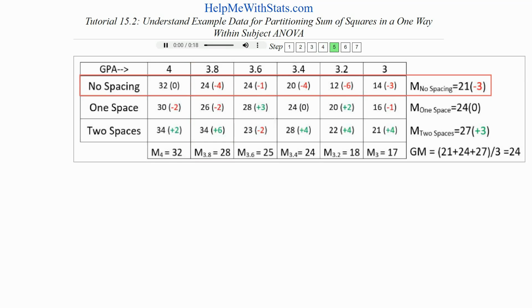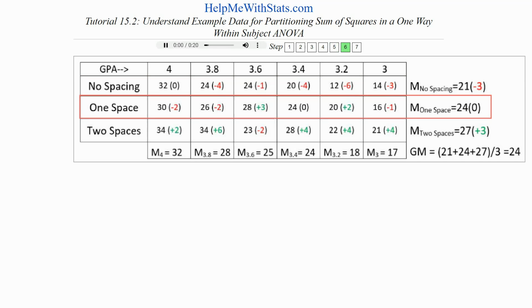Let's look at the scores for the no spacing group. Notice that the scores are varied, but most of the scores are below the participant group mean: -4, -1, -4, -6 and -3. The average of these different scores appearing at the right is -3.